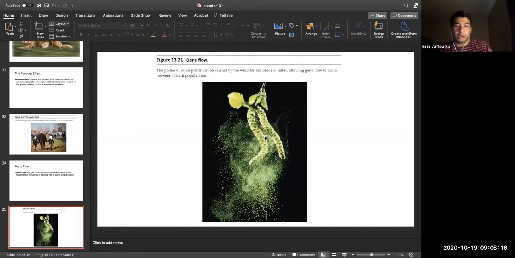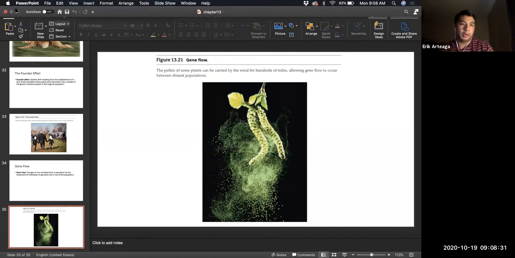Gene flow in pollen. So again, conifers produce large amounts of pollen into the air. They release that into the air, and you can have gene flow from one very specific population going to another mountain range if the winds are right. Okay. So you have gene flow there.